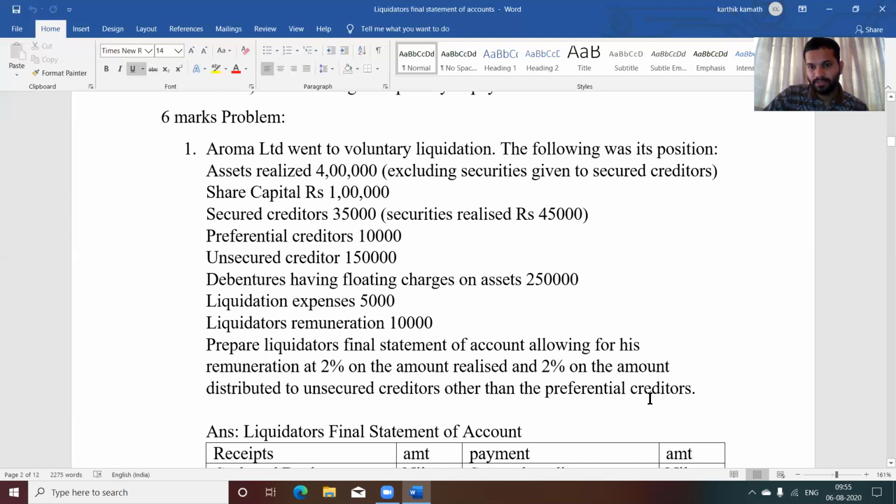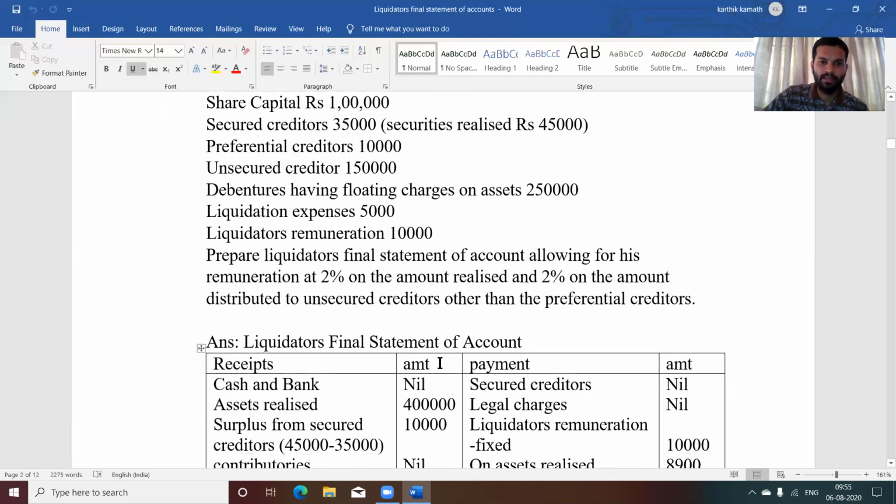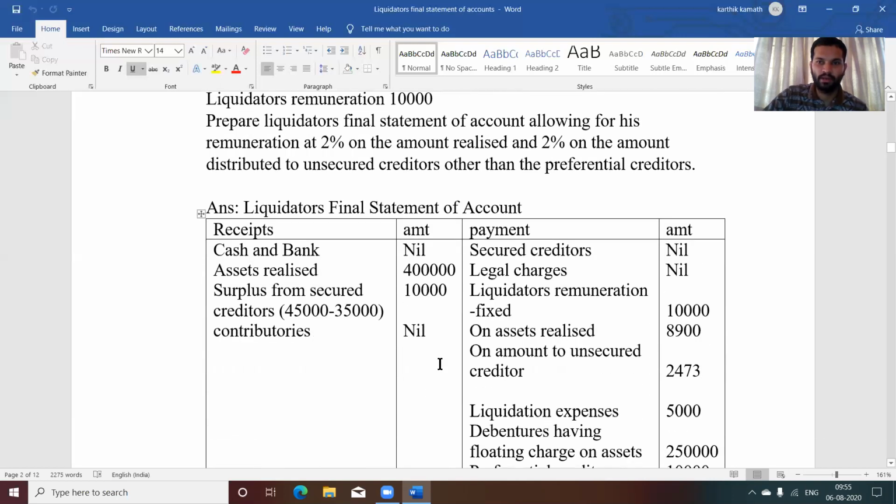unsecured creditor means preferential creditor also. But in this problem, they have specifically mentioned preferential creditor, so while calculating the remuneration you should not consider it. So how to solve this problem? First, you prepare the liquidator's final statement of account. Do the format, that is receipt side, receipt and amount, that is debit side, and credit side, payment and amount.